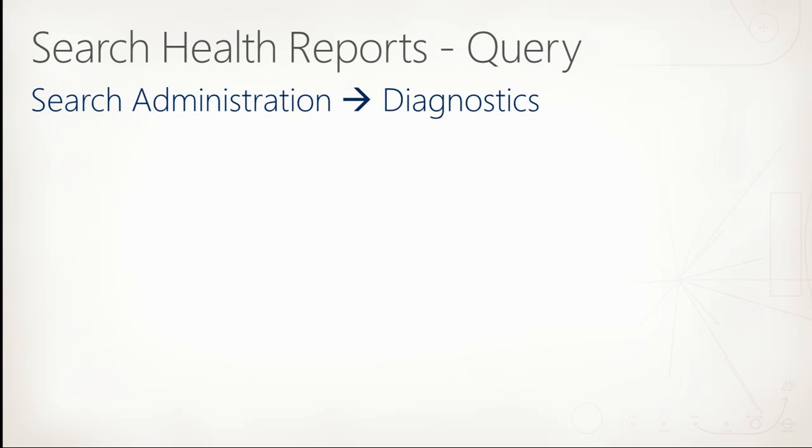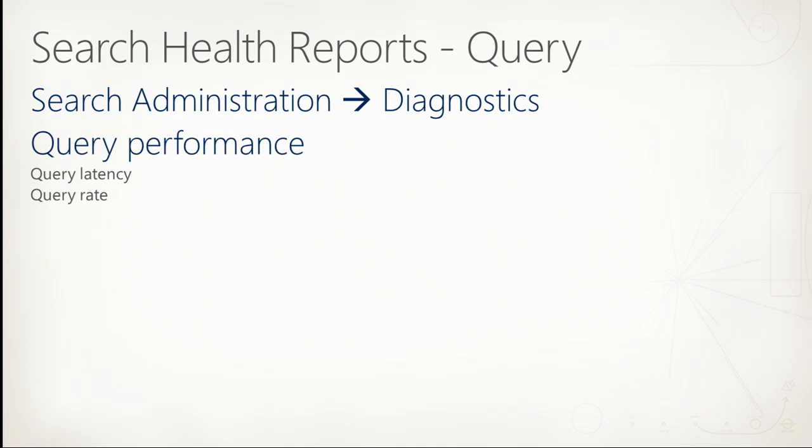Okay. Health reports. I won't spend too much time on that because it was well taken care of in the presentation before lunch. Just a very brief overview. On the query side, we have this health report that you see in the search administration UI and the diagnostics. So you have the query performance reports for latency and query rate. You have the federation reports where you can see the performance per federated source.